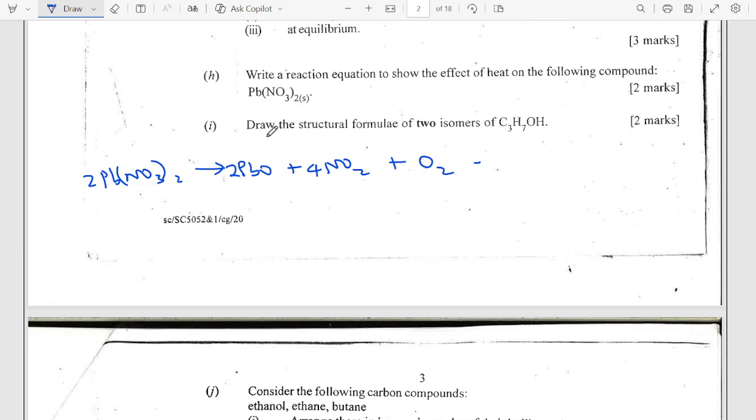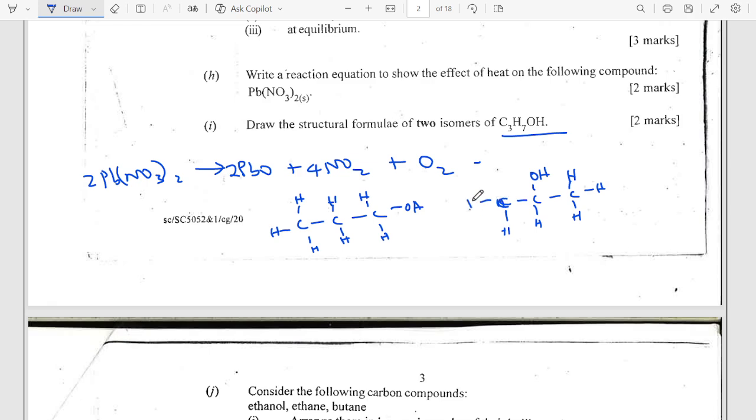The other one says draw the formula of 2 isomers of this. This is propanol. Well, this is quite easy. The first one can be carbons 1, 2, 3, with H, H, H, H, H, H, H, and this is OH. This is one of them, propan-1-ol. I can draw a positional isomer like this, with H, H, H, H to complete it and balance it. This is propan-1-ol, and this is propan-2-ol.